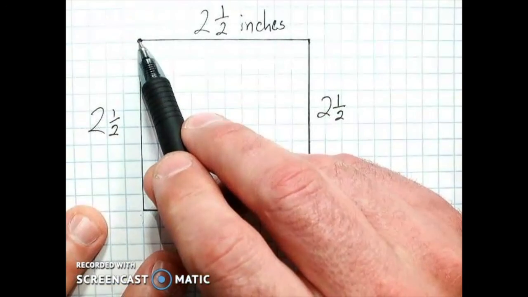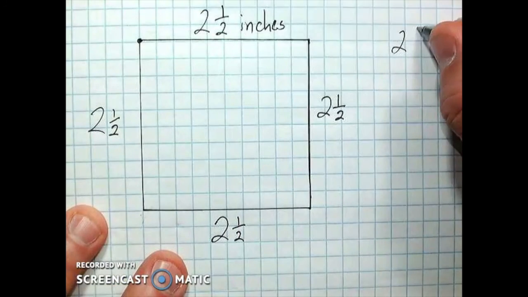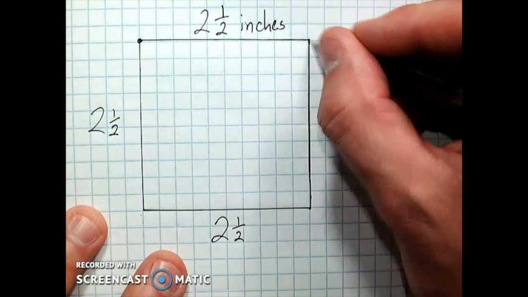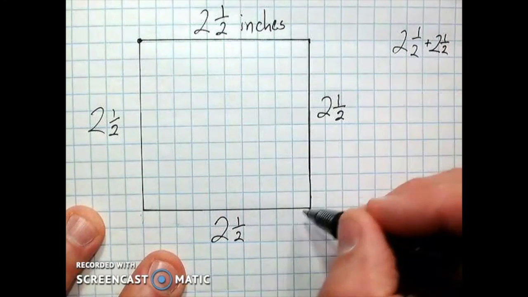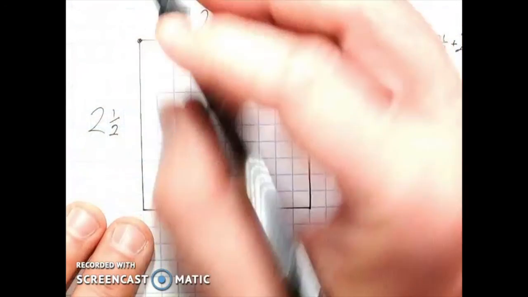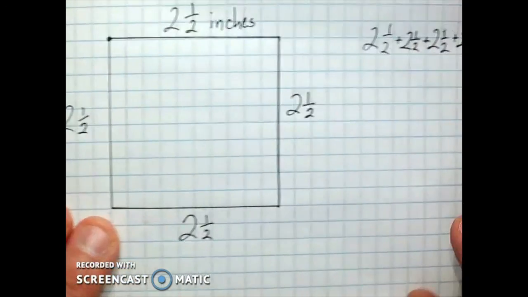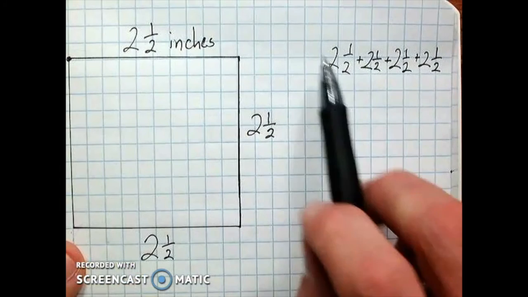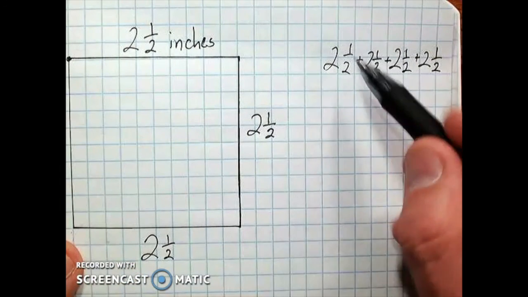Okay, start at the first point. You go from here to here is 2 1/2 inches. From here to here, another 2 1/2 inches. From here to here, another 2 1/2 inches. And from here to here, back to the starting point, 2 1/2 inches. Okay, so we did all four: 2 1/2 plus 2 1/2 plus 2 1/2 plus 2 1/2.